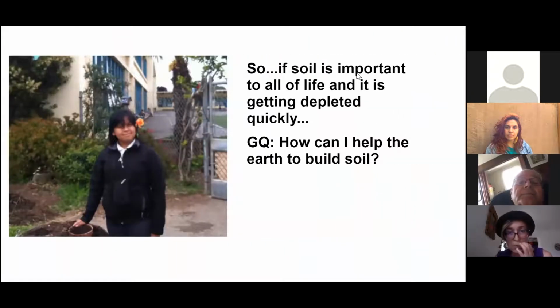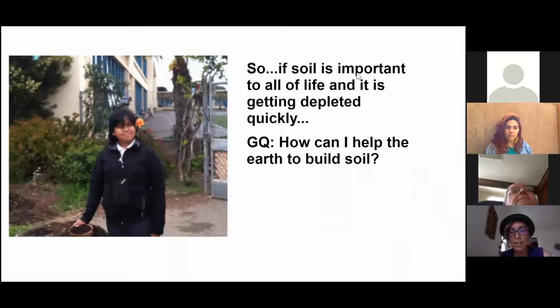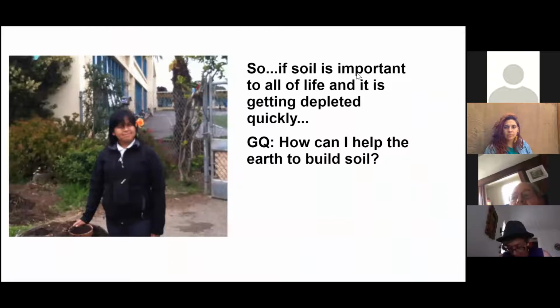So if our soil is so important to all of life and it's getting depleted quickly, we have a guiding question now, and that is, how can I help the earth to build soil? How can I help the earth to build soil? I talked about a few solutions, but really, what does that look like? Can I make soil? I think that's really the question that is coming up now.